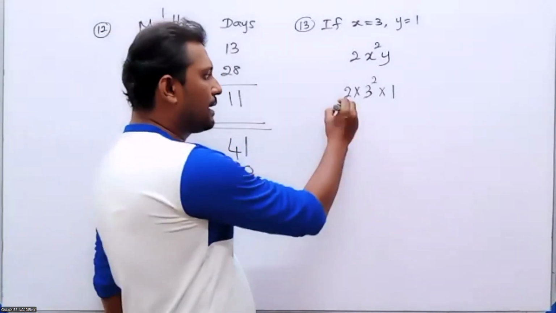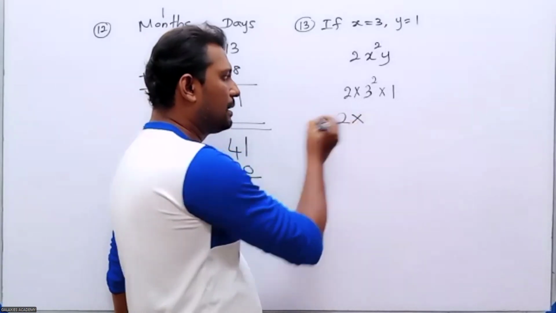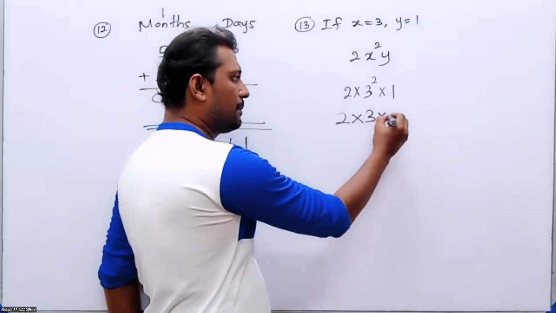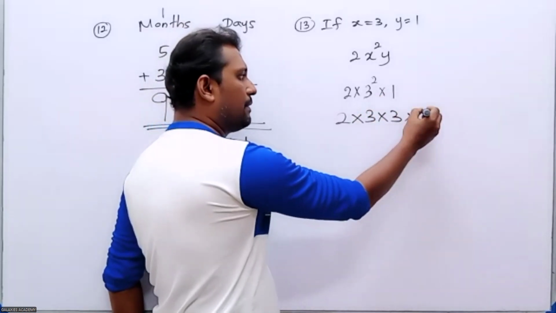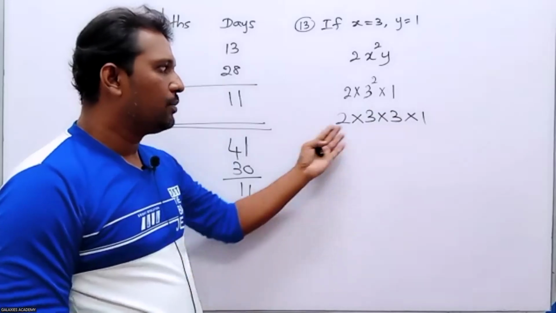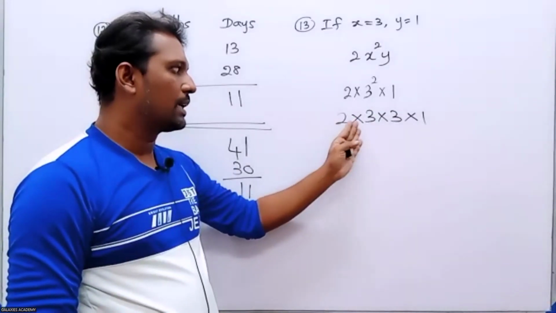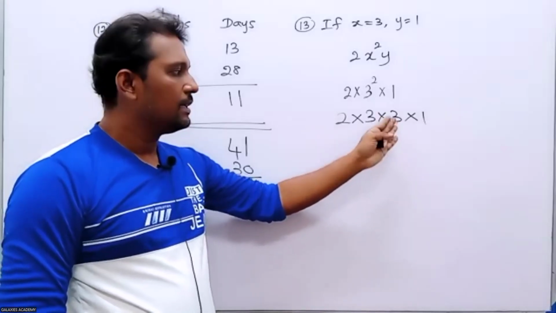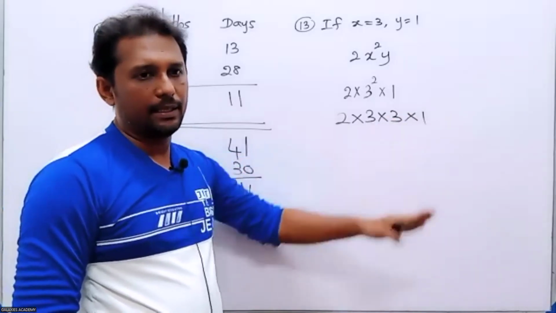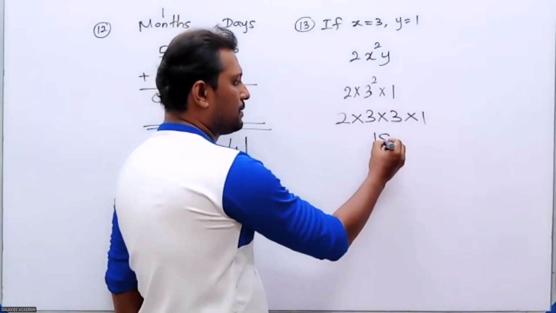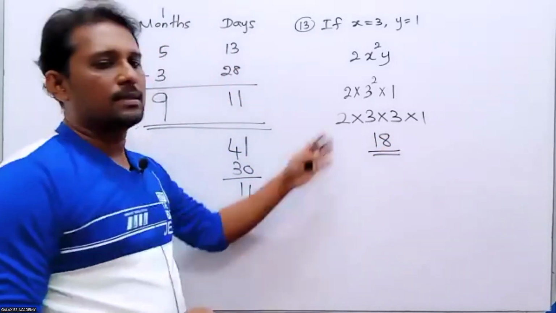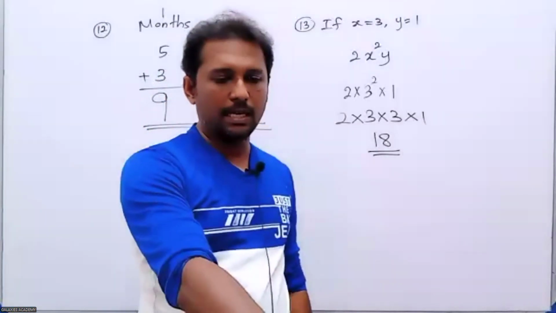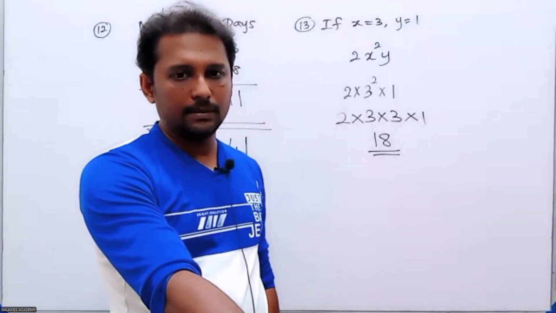Then you can write the expanded form of this one. How can you write the expanded form? 2 multiply 3 to the power 2, which means 3 multiply 3, multiply 1. Then you multiply 3 times 2, 6. 6 times 3, 18. 18 multiply 1, 18. So what is the answer of the 13th question? 18.